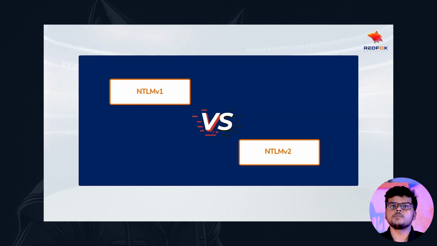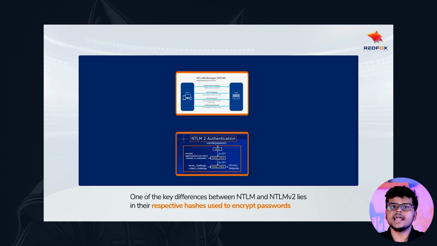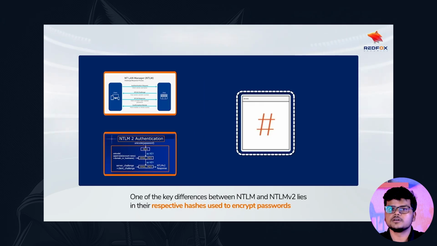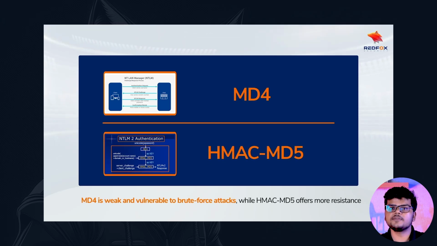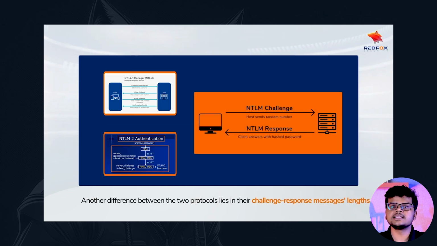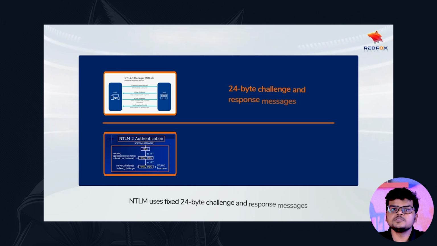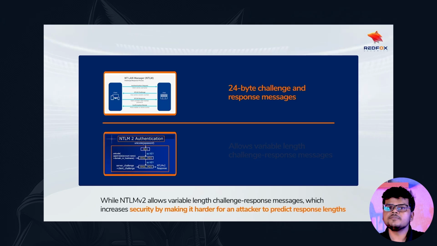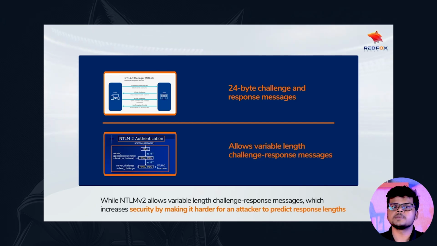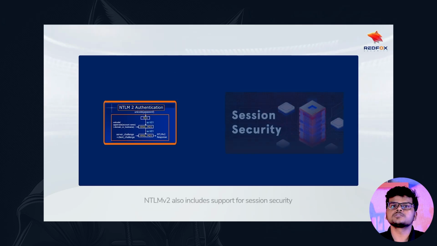We will now look at some of the key differences between the two versions. One of the key differences between NTLM and NTLM v2 lies in their respective hashes used to encrypt passwords. MD4 is weak and vulnerable to brute force attacks, while HMAC-MD5 offers more resistance. Another difference between the two protocols lies in their challenge-response message length. NTLM uses fixed 24-byte challenge and response messages, while NTLM v2 allows variable length challenge-response messages, which increases security by making it harder for an attacker to predict response lengths.